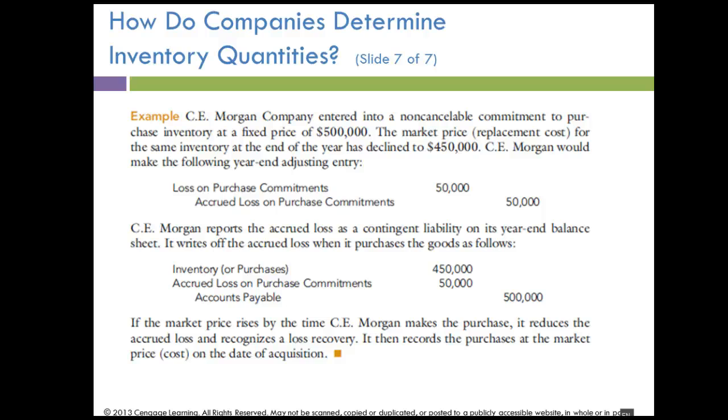Morgan reports an accrued loss as a contingent liability on its year-end balance sheet. It writes off the accrued loss when it purchases the goods. So we will show the purchase of the goods at the true lower of cost or market, $450. We would then debit our accrued loss on the purchase commitment, and we would then credit our payable. Now, if the market price rises, it would then reduce that accrued loss and recognize what we would call a loss recovery.